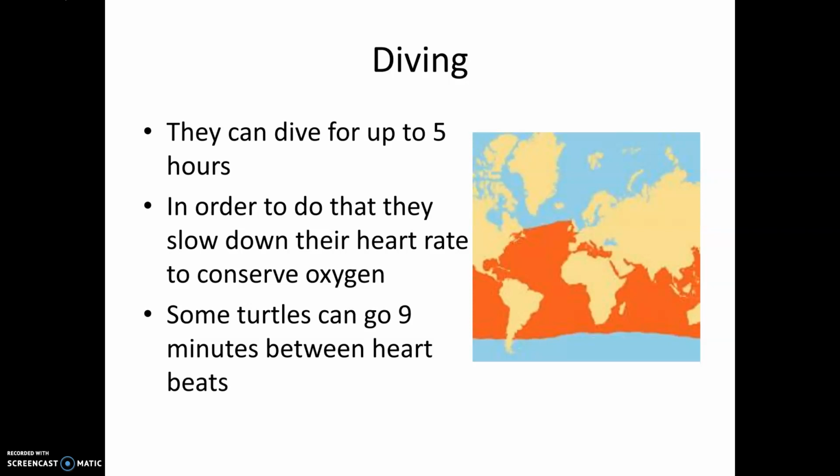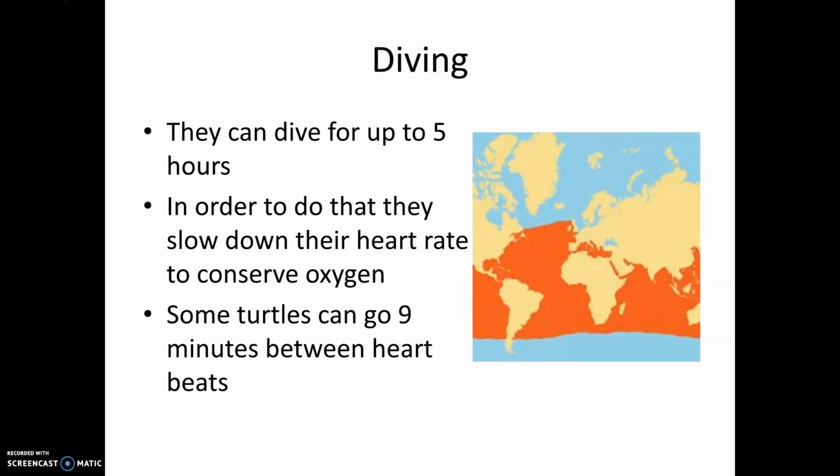So how they're actually going to be able to do that is they actually slow their heart rate down to conserve oxygen. So as we know, every time our heart beats, we're moving oxygen throughout our body, taking it from our lungs. So when they slow their heart rate, it actually allows them to keep a lot more oxygen in their lungs. So some turtles can go up to 9 minutes between heartbeats.